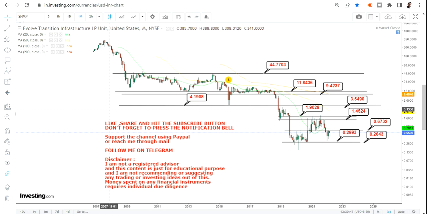And most of all, the most important thing over here is that the overall trend is negative, and there is no indication as of now, until and unless the stock surpasses $44-45, that we can say it's a trend reversal.